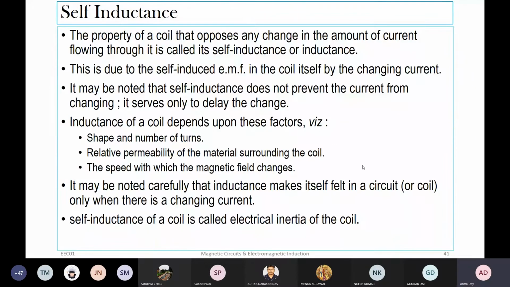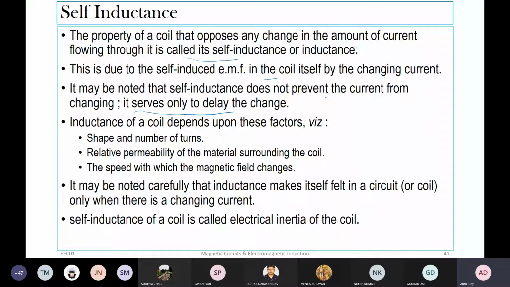So what is self-inductance? It is a property of the coil that opposes any change in the amount of current flowing through it, called the self-inductance, or simply the inductance of a circuit. This is due to the self-induced EMF in the coil, as I have discussed. So the self-inductance or inductance is developed due to its self-induced EMF by changing the current. It may be noted that self-inductance does not prevent the current from changing. It serves only to delay the change.